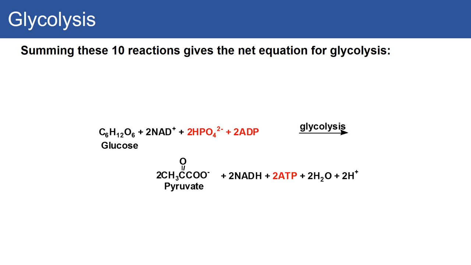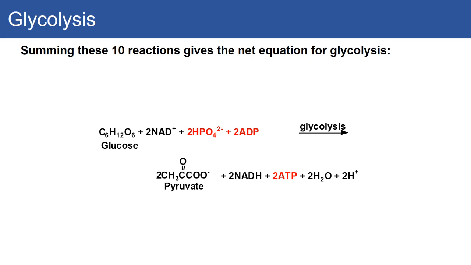So the net sum of these 10 reactions for glycolysis is we take glucose, we add 2 ADPs, we add 2 phosphate groups. Through glycolysis, we end up with 2 pyruvate, 2 NADHs, 2 ATPs, 2 waters, 2 hydrogens. Sorry, I missed that 2 there.